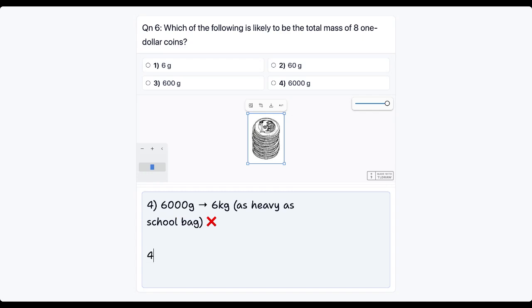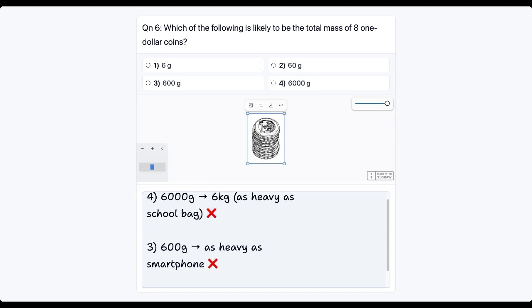All right, what about 600 grams? Option number three, 600 grams. So 600 grams is roughly around maybe your iPhone or your smartphone. I mean, now it's called phone, right? So as heavy as a smartphone. I don't think eight $1 coins are as heavy as that.